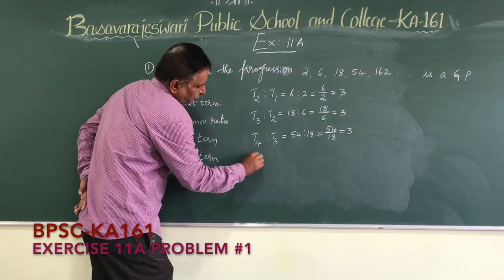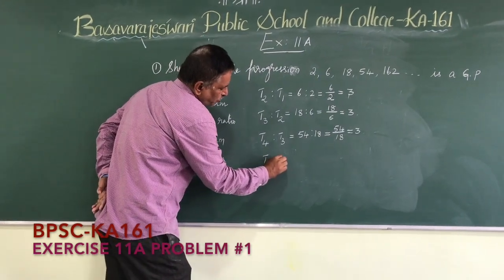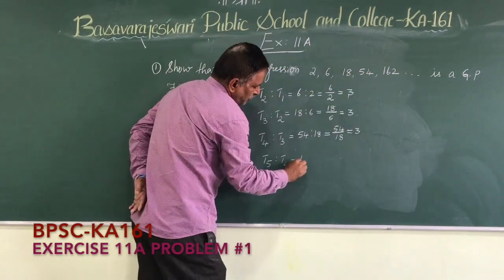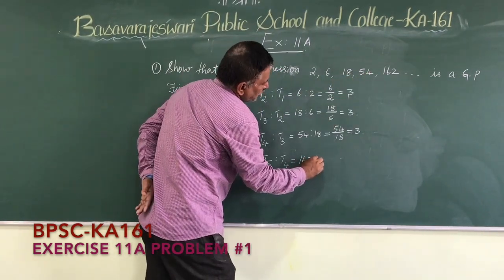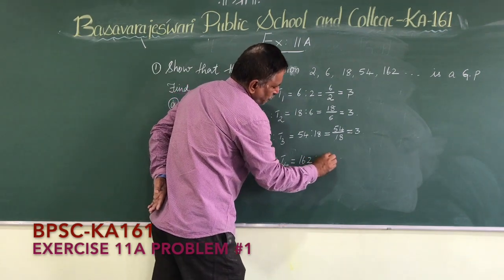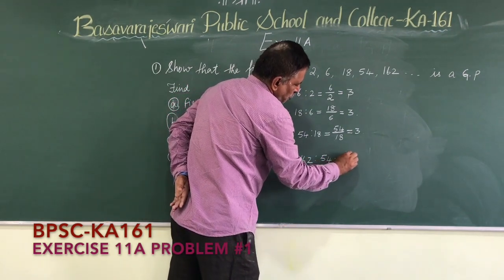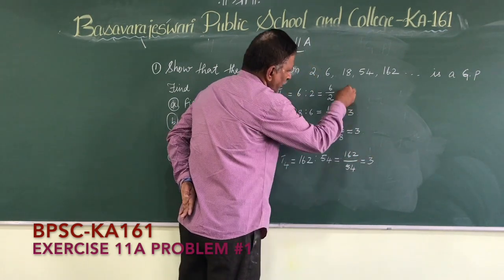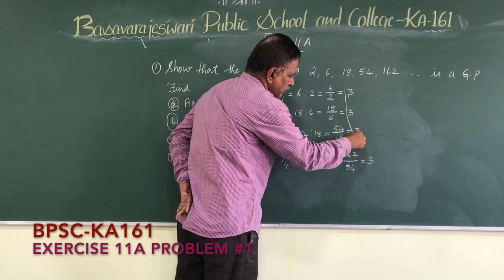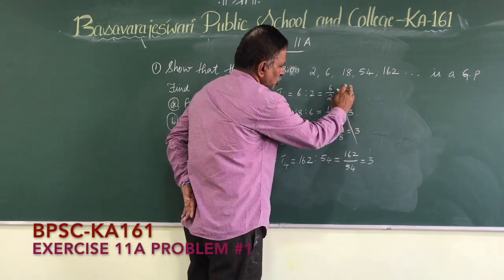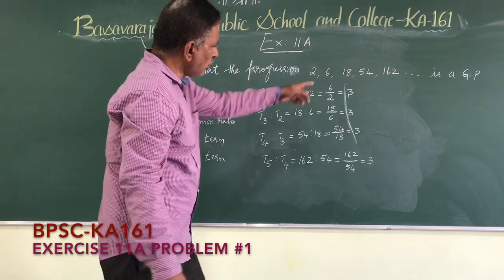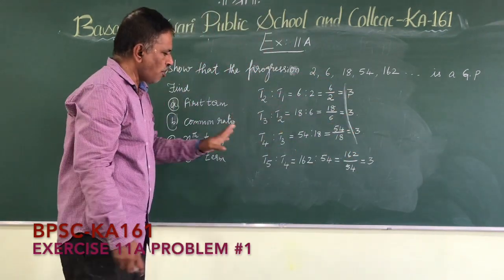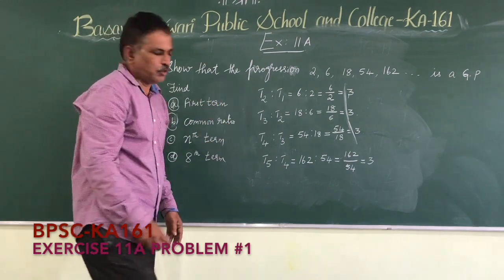Next, fifth term to that of the fourth term. What is the fifth term? First, second, third, fourth, fifth. Fifth is 162 and fourth term is 54. So this will give you 162 divided by 54, which is equal to 3. Very clearly, the ratio is the same in all the cases. Here also 3, here also 3, here also 3, here also 3. The ratio is common, hence it is a GP only.